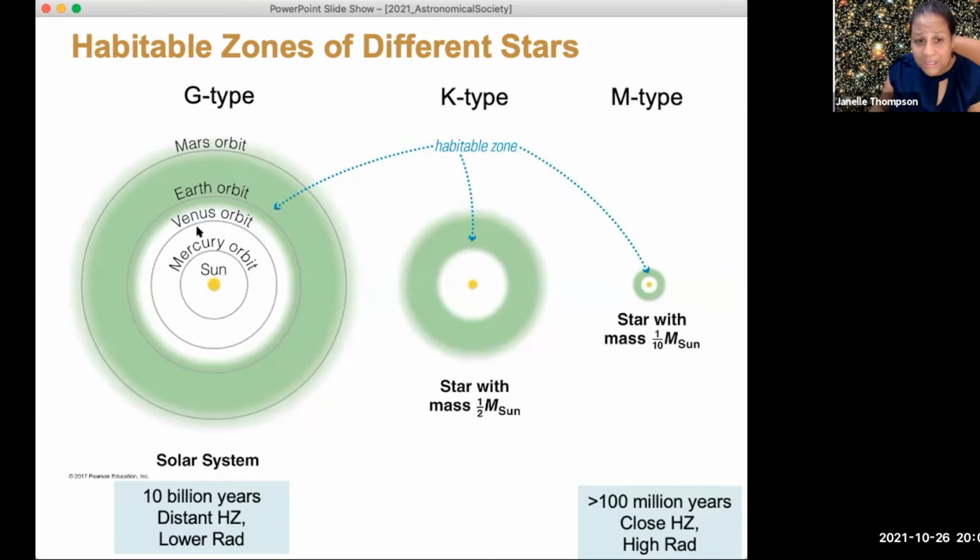Okay, so we can see the G-type star has a pretty distant habitable zone because the sun is more luminous, it's giving off more heat. And this distance also affords some protection from the radiation that the star gives off.